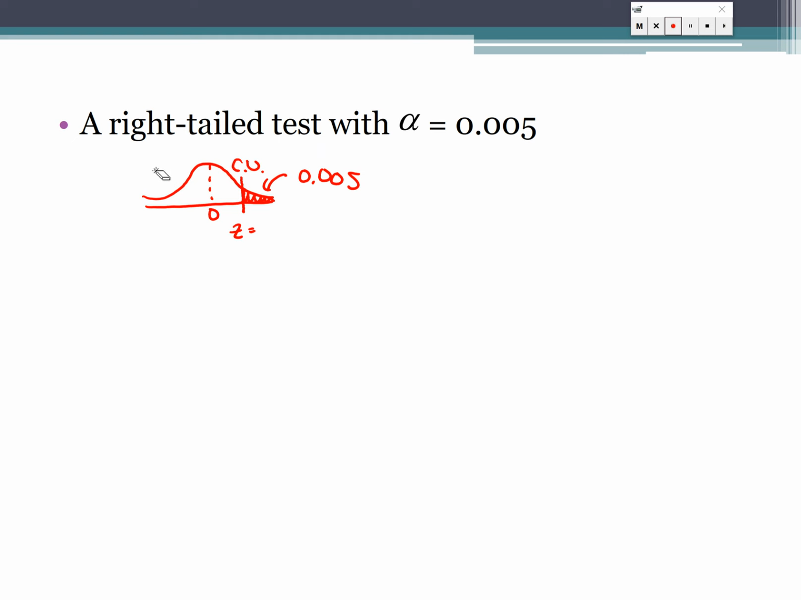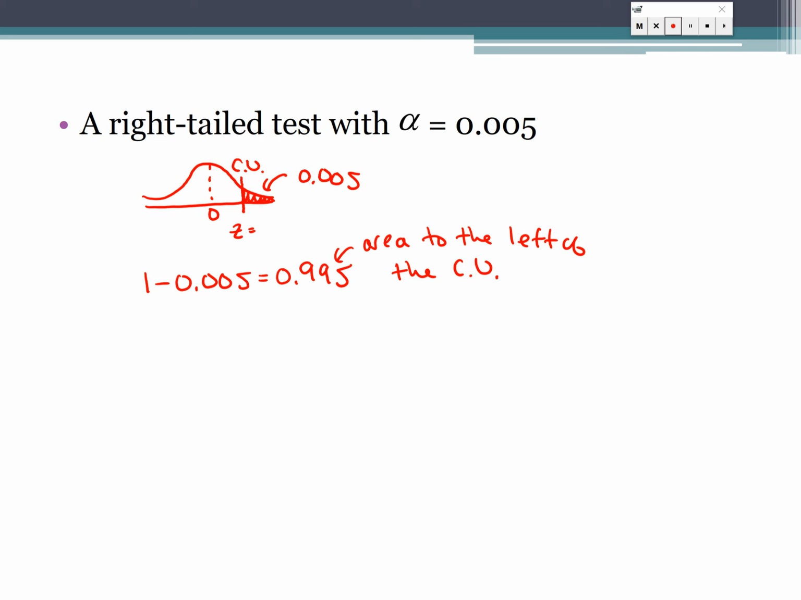So what you have to be careful of, we need to do 1 minus alpha. This will be the area that's the area to the left of the critical value. So you can look up that area in the body of table E, or you can put that area in your calculator.